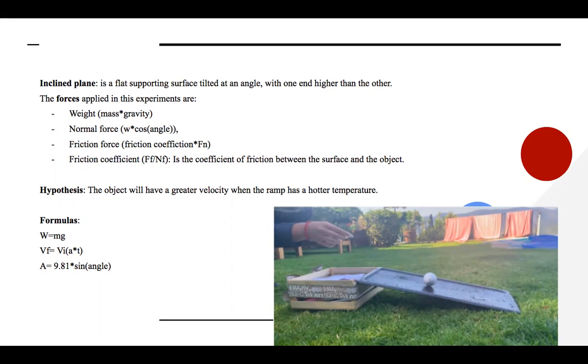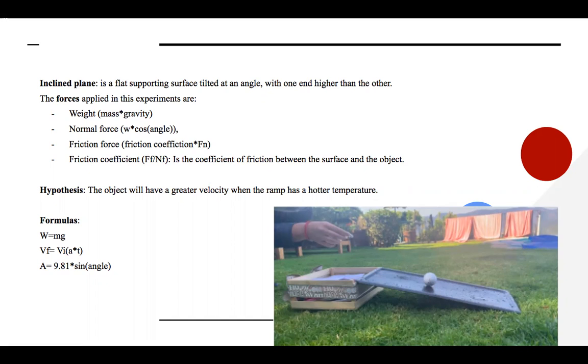The forces applied in this experiment were the weight that is going down, the normal force that is going up, the friction force that is going the other way around of the ball. In this case, the ball is going to the right, and the friction force goes to the left, and the friction coefficient, that is the coefficient of friction between the surface and the object.